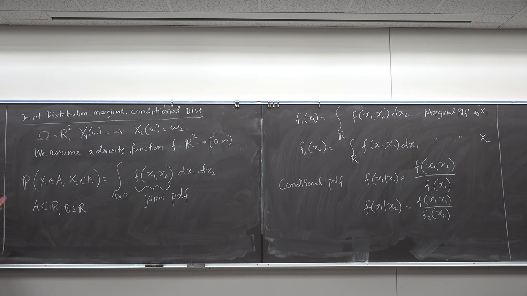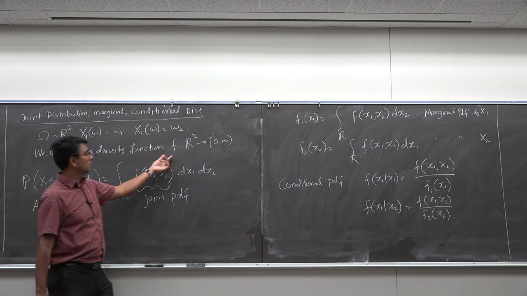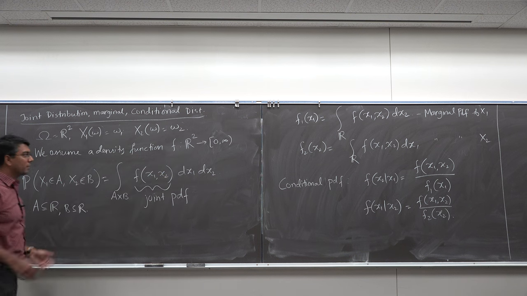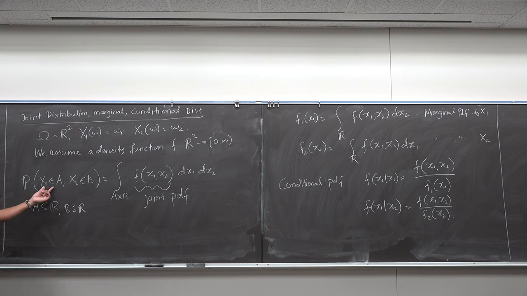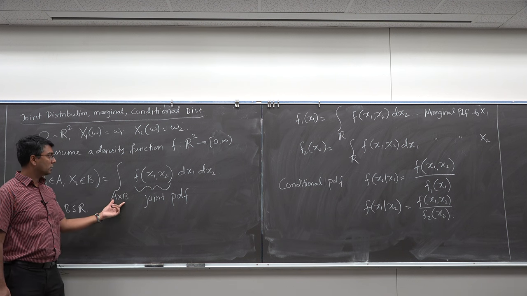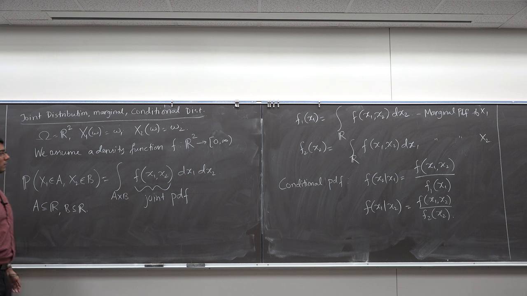Okay, so going back to this, we have two random variables, x1 and x2. We will assume that there is a density function f, small f, which maps the points in the space R2 to a number between 0 and infinity. The way you define the probability of x1 being in a set A and x2 being in a set B, you need to take the integral over the set A cross B of this particular function. So that defines what the joint probability distribution is going to be.